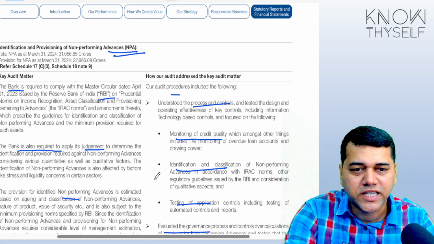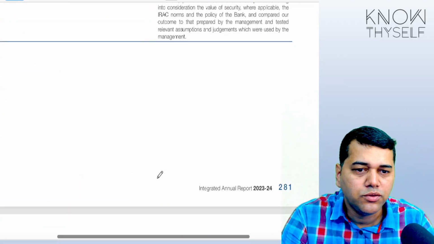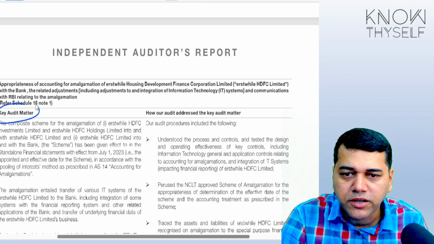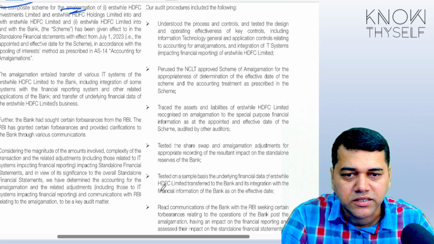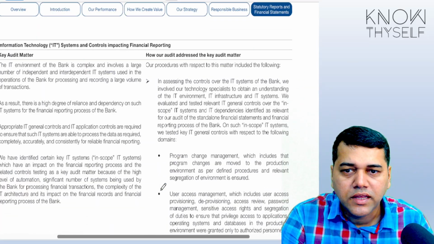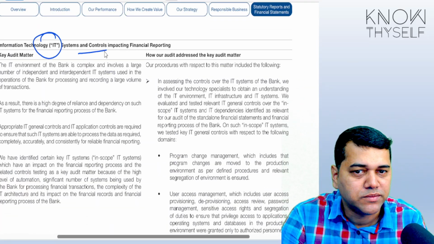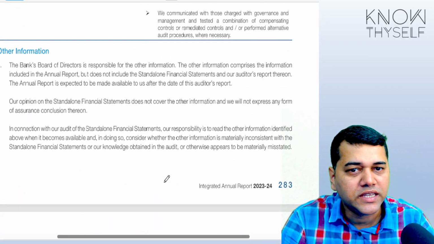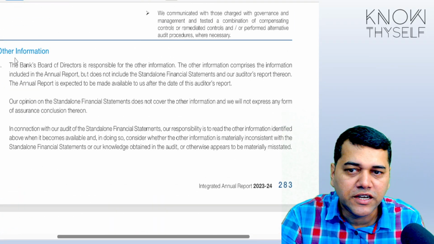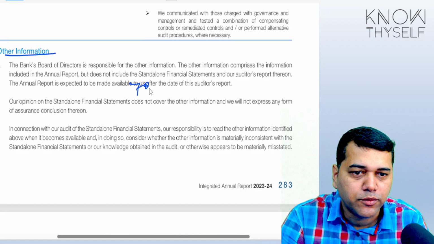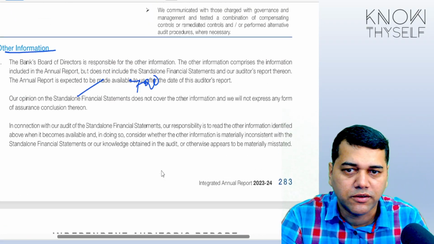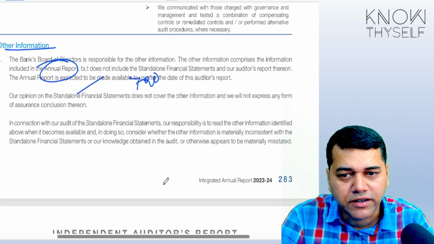Okay, anyway, I'll share this report. So you can see that they have written, there is one more key audit matter. This key audit matter is related to some scheme of amalgamation. Then one more key audit matter on the IT systems and controls affecting the financial reports. Yes, they have got three key audit matters. Other information as per SA 720, annual report related. They have mentioned the annual report, so we'll see that in 720.